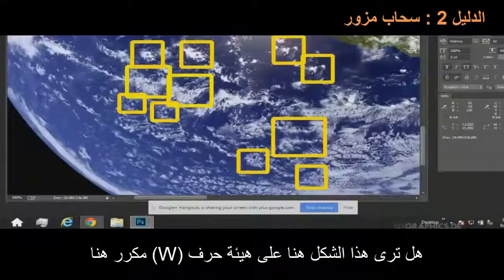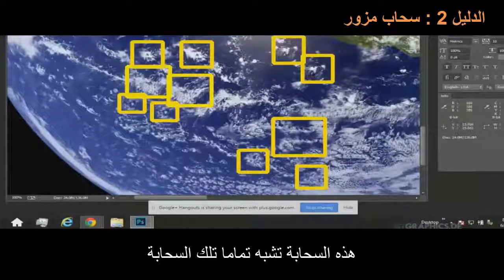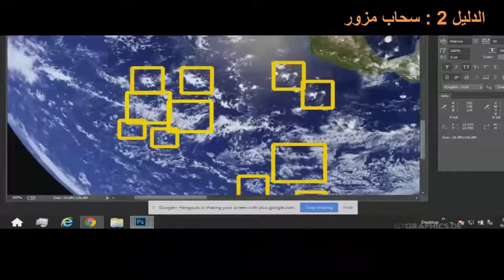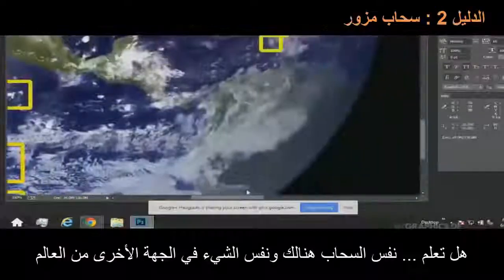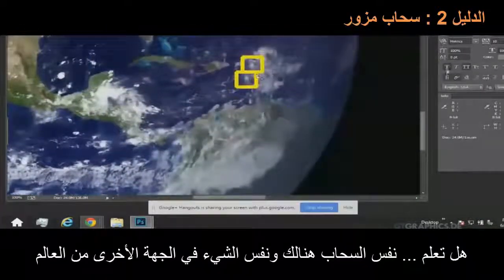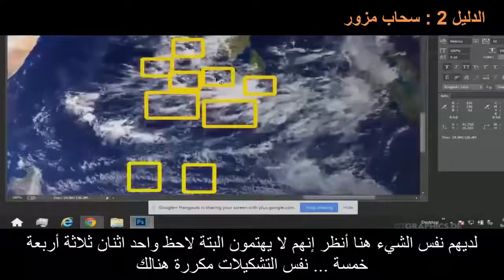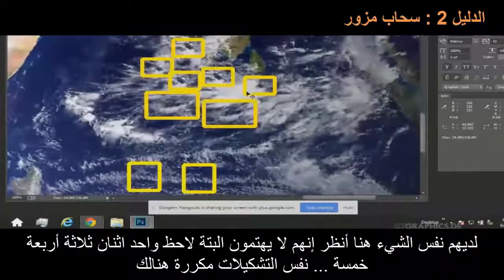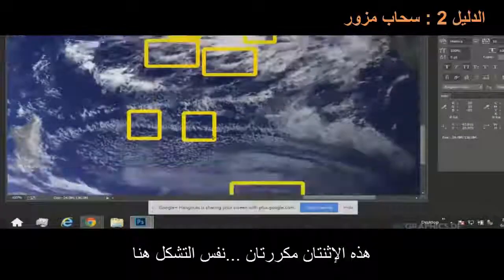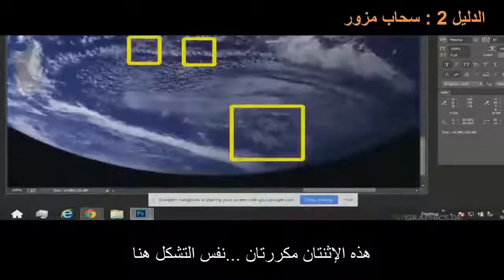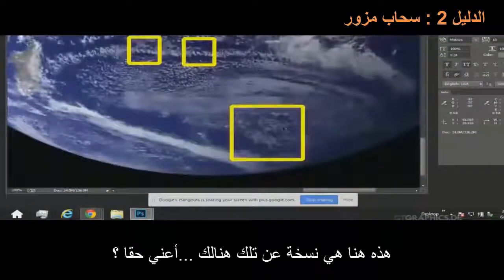See this kind of W-looking shape right here, replicated right here. This cloud is exactly the same as that cloud. Same clouds right there, and the same thing on the other side of the world. They got careless. Here, look, 1, 2, 3, 4, 5 of the same formations replicated right there. These two replicated, same exact formations right here. This right here is a clone of that right there.